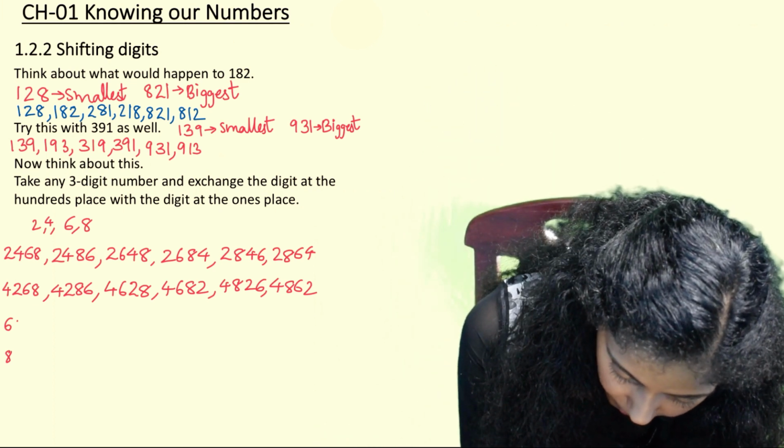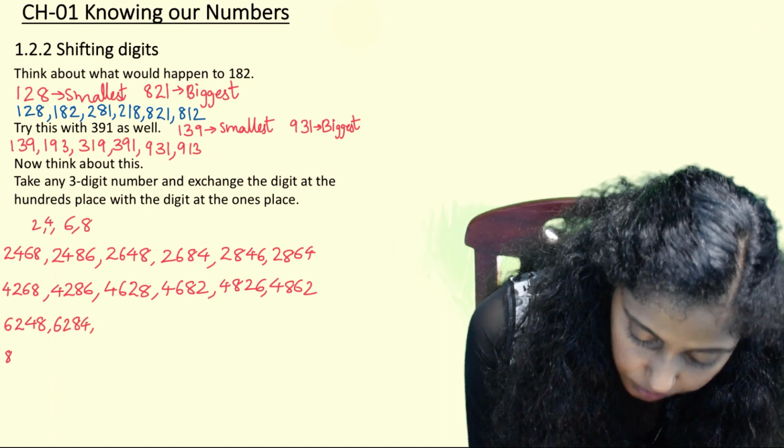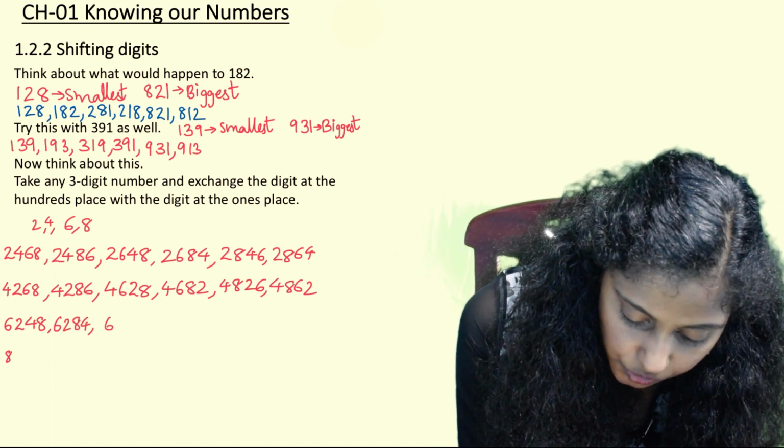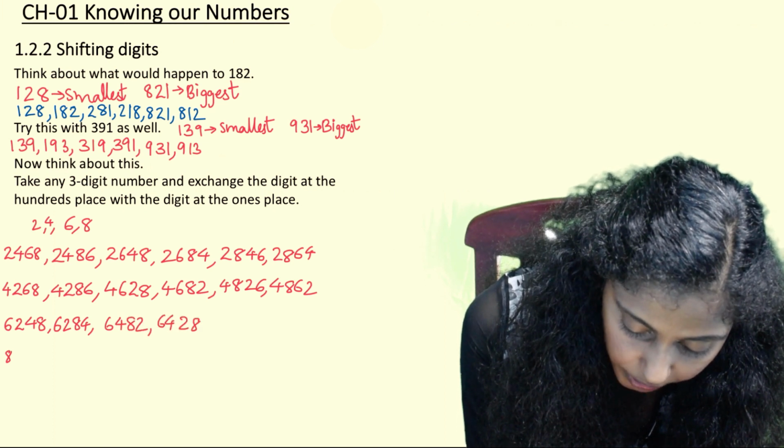Then 6, we write 2 as it is, and then 4 8, again 6 2 as it is, and then 8 4. Then 6 as it is, we write 4, then we write 8 2, 6 4 as it is, 2 8.